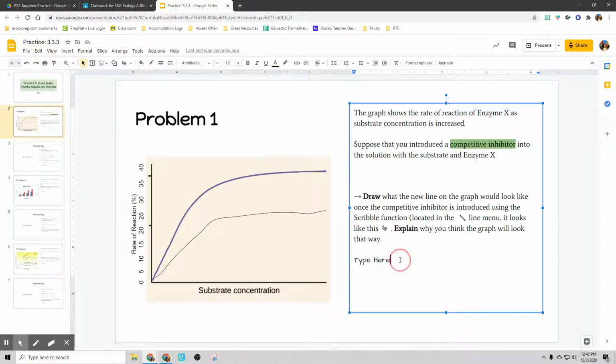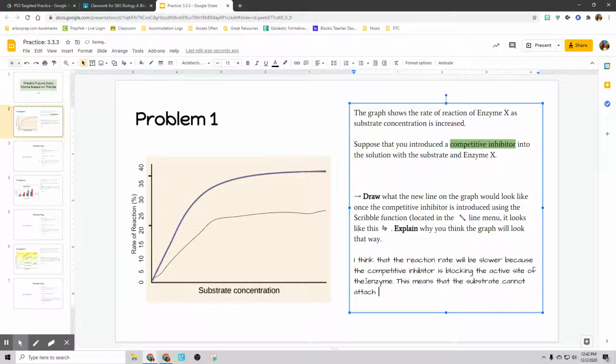So let's explain what I mean here. So I think that the reaction rate will be slower because the competitive inhibitor is blocking the active site of the enzyme. This means that the substrate cannot attach to the enzyme in order to be worked on, either being built into something or broken down. I'm not sure which one.